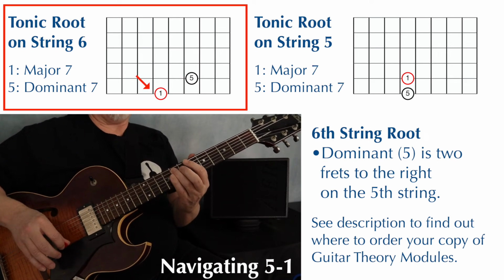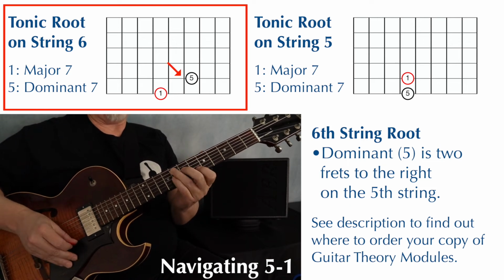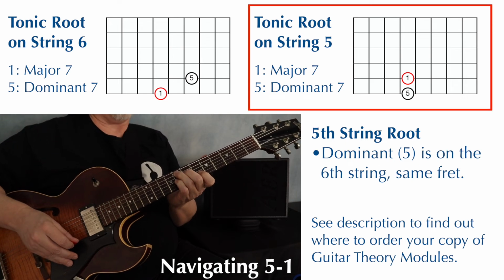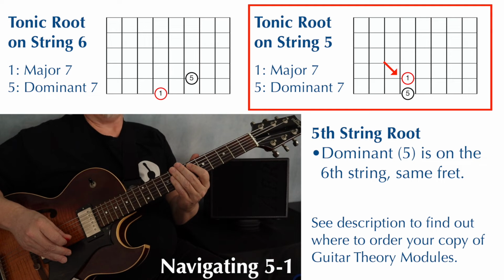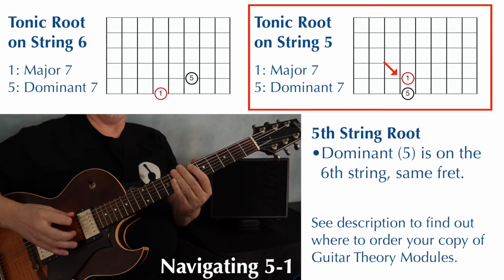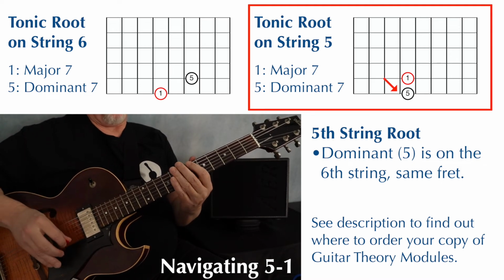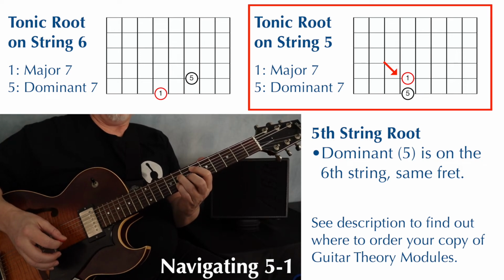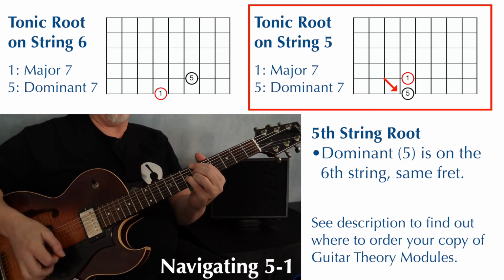And for our tonic chord, we're going to play a major 7. For our 5 chord, we're going to play a dominant 7. Now if your tonic or your 1 is on the 5th string, the dominant is always going to be on the same fret on the 6th string. So 1, 5, tonic, dominant. And again, your 1 chord is going to be major 7s. Your dominant chord or your 5 chord will be dominant 7.